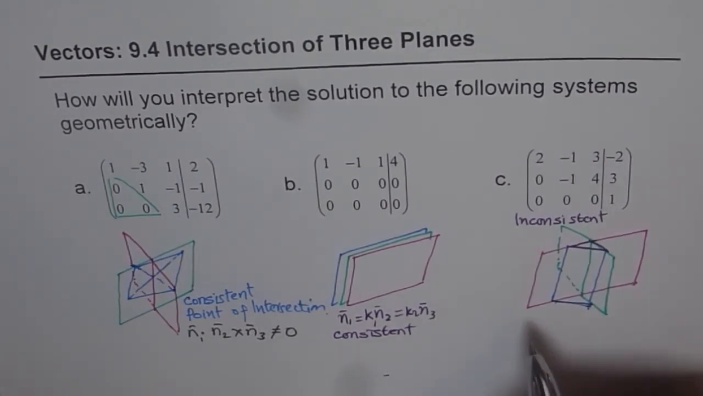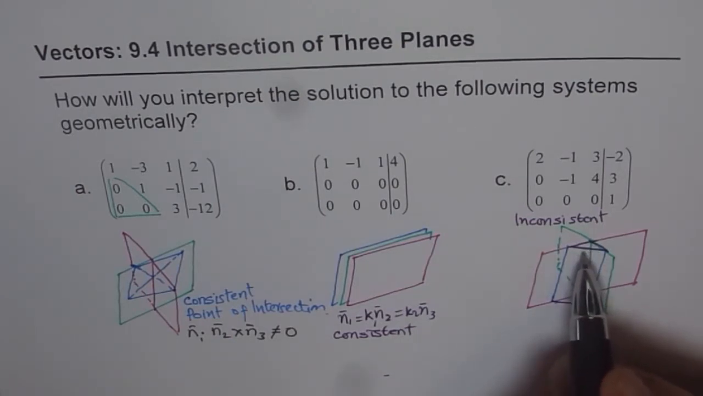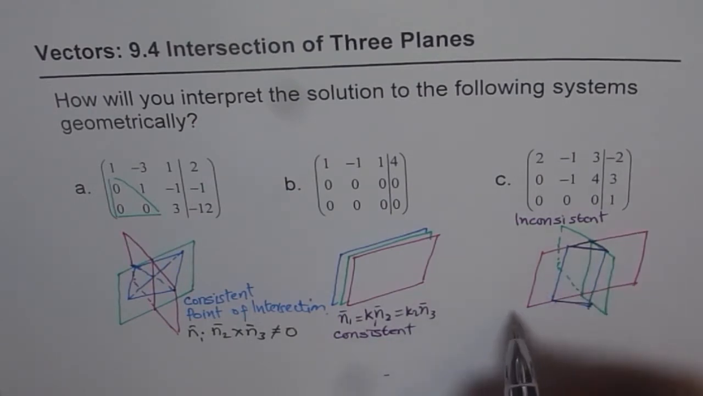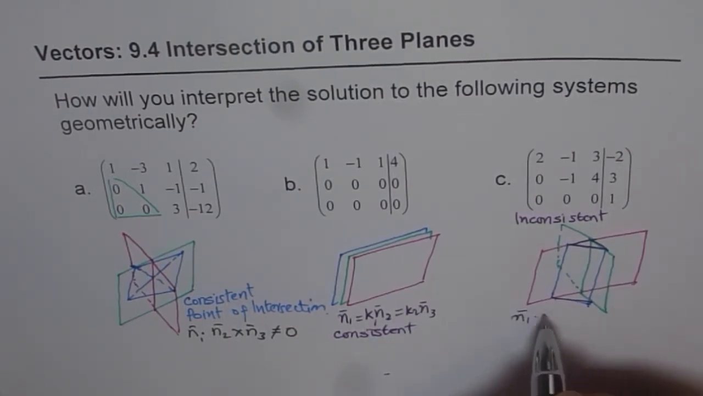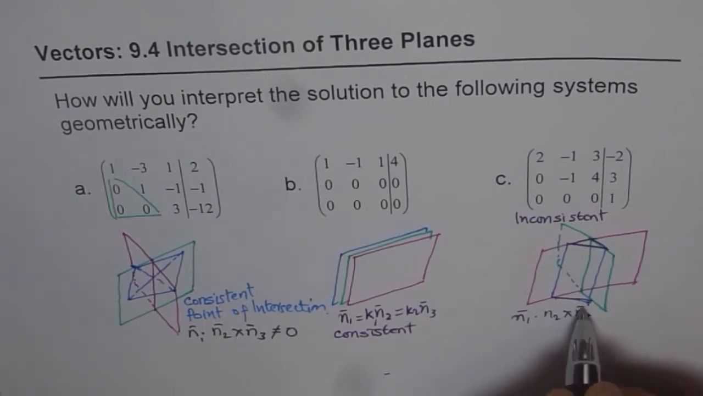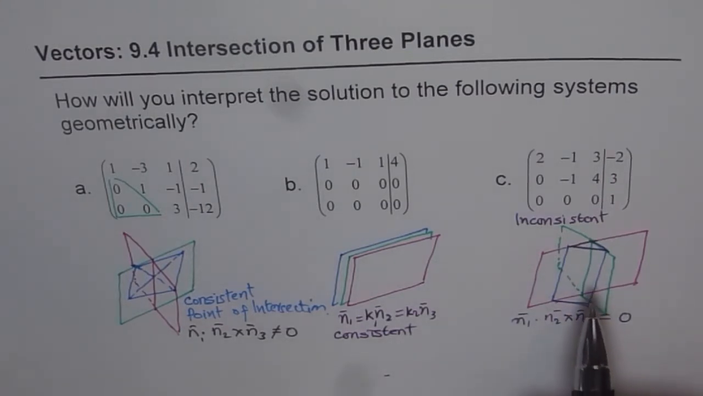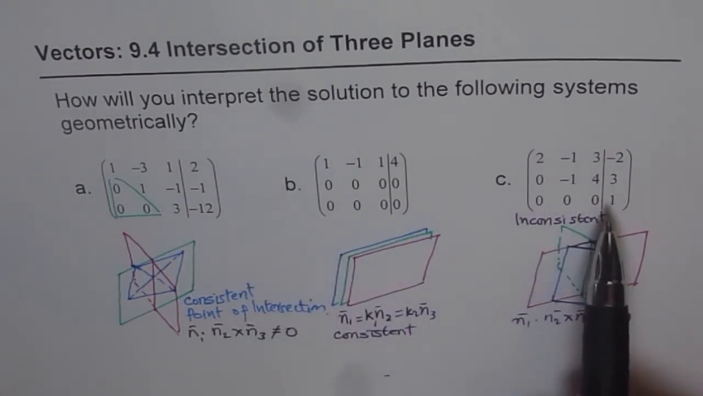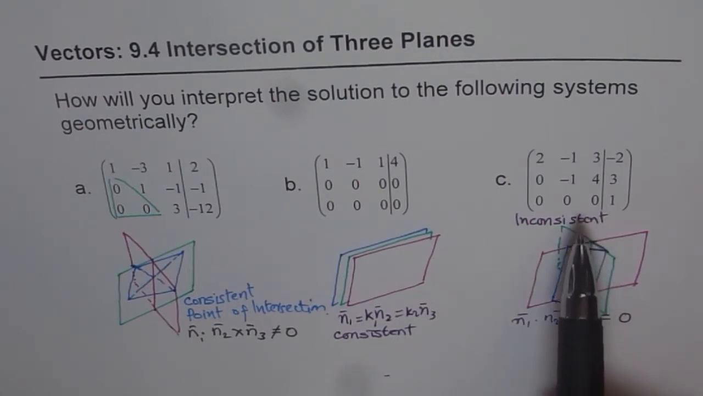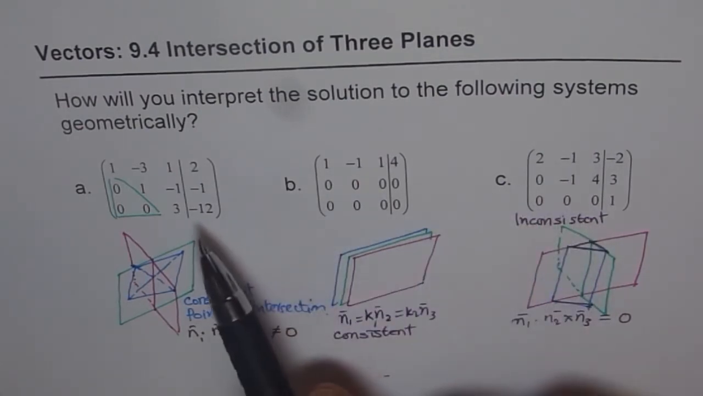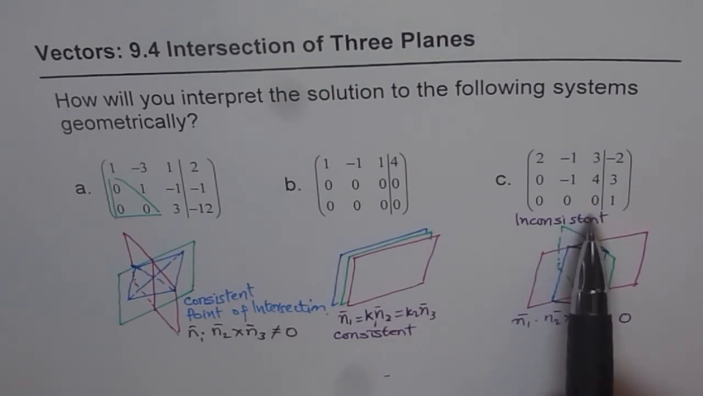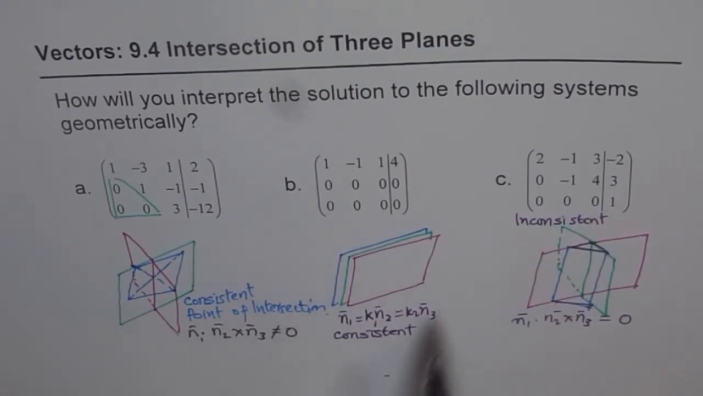In this particular condition, you will observe that the scalar triple product, n1 dot n2 cross n3, will be equal to 0. All normals are in one plane, right? That is the observation which you will make once you get this kind of solution. So I hope you understand now that when you get the algebraic solution in the form of a matrix, then geometrically the planes will look like I've shown, right?